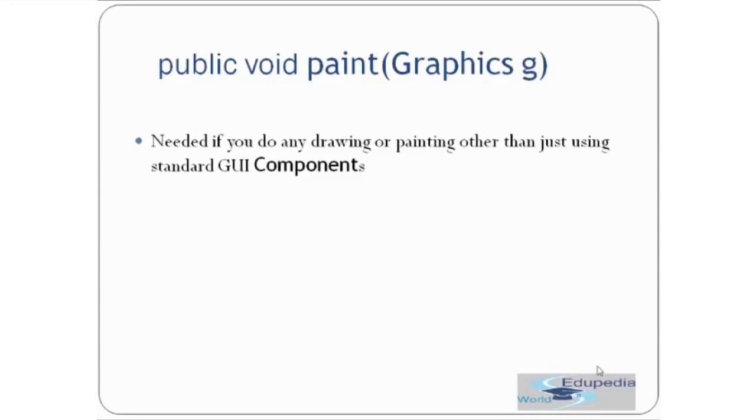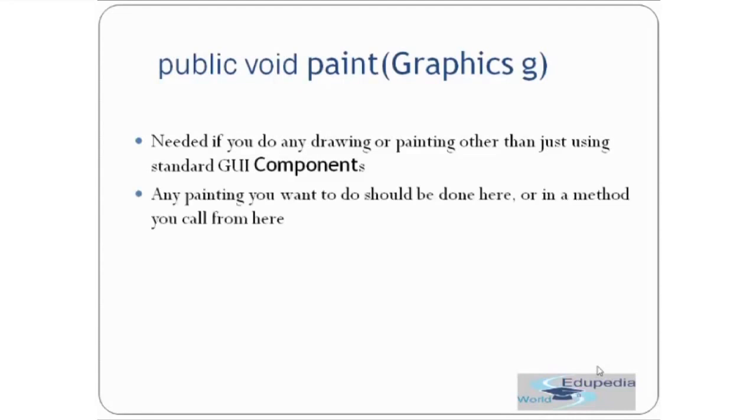It's needed if you do any drawing or painting other than just using the standard GUI components. There are GUI components such as text boxes and scroll bars. If you're using those, it's okay. If you want to do any of your own drawing or painting other than just using these components, then you can use the paint method and draw or write anything inside it which you want to display on your applet. Any painting you want to do should be done here or in a method you call from here. Painting that you do in other methods may or may not happen.